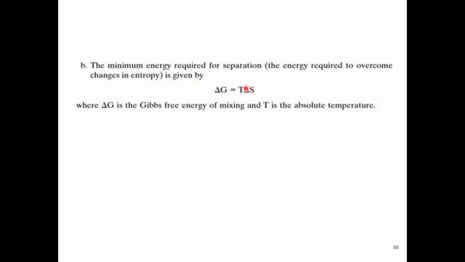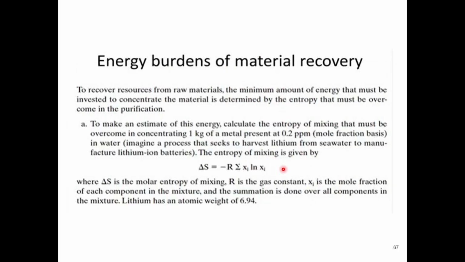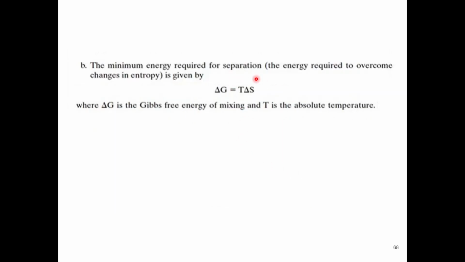So these are some of the standard definitions, these definitions of entropy. You will find this in thermodynamics and chemistry. So the minimum energy required for separation, that is the energy required to overcome changes in entropy, is given by delta G equal to T delta S, where delta G is the Gibbs free energy of mixing and T is the absolute temperature.